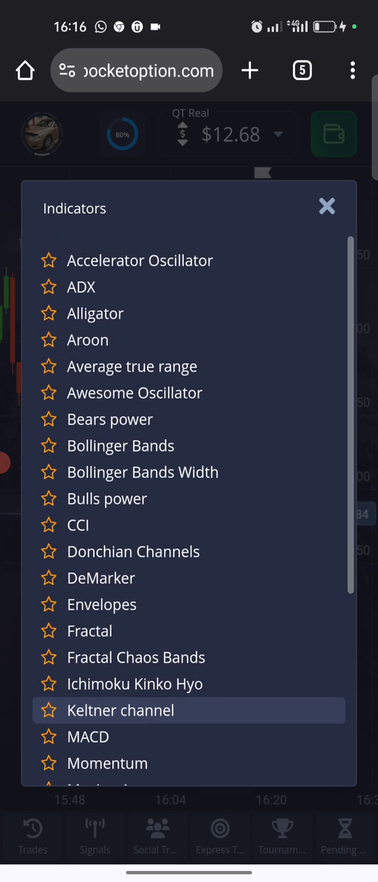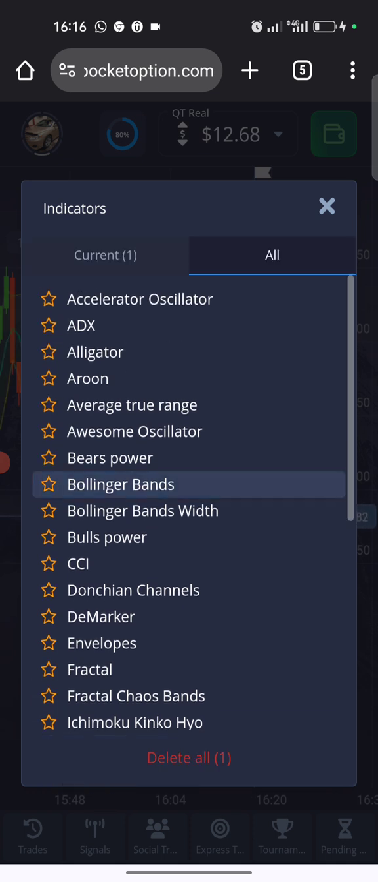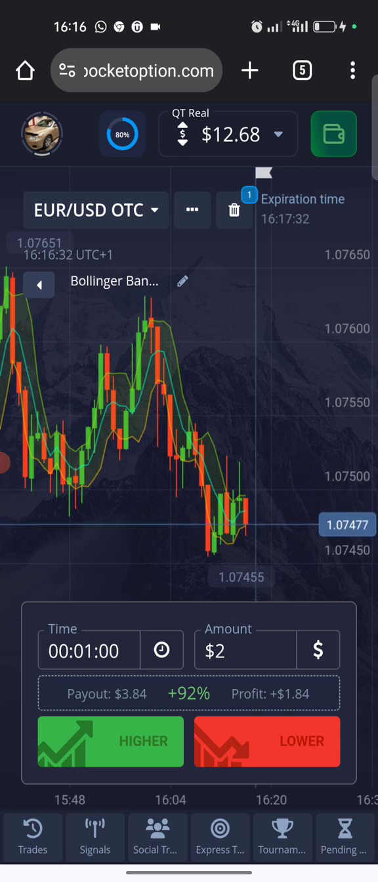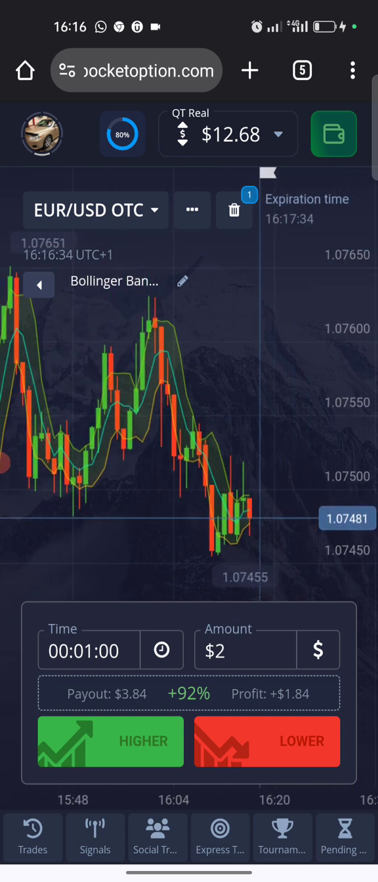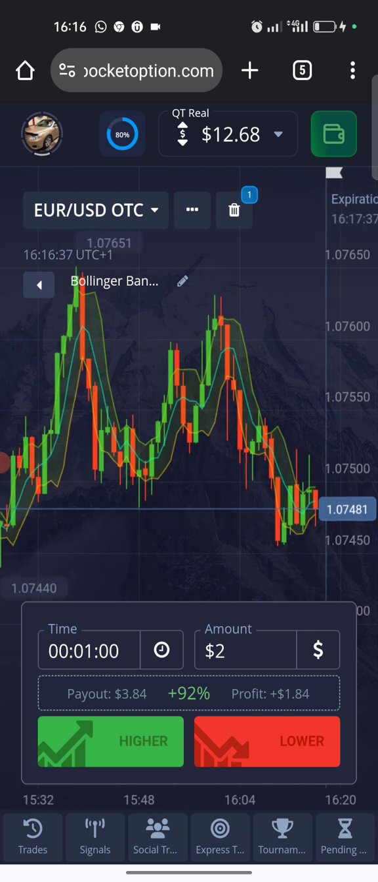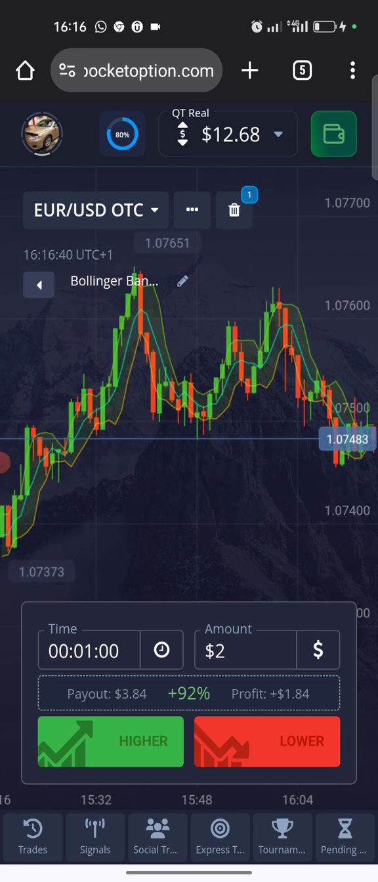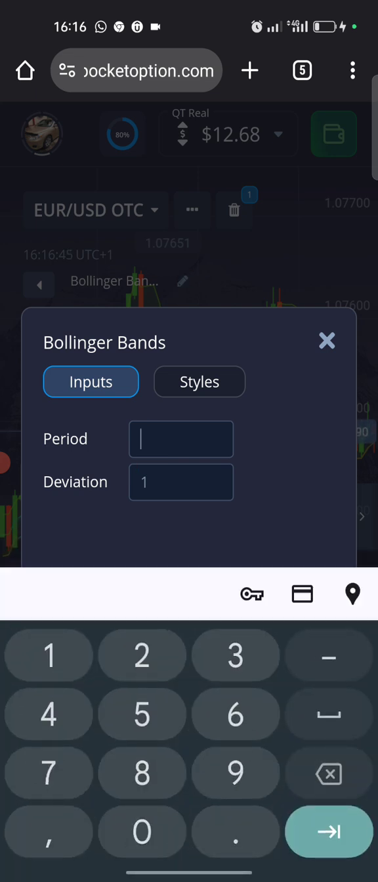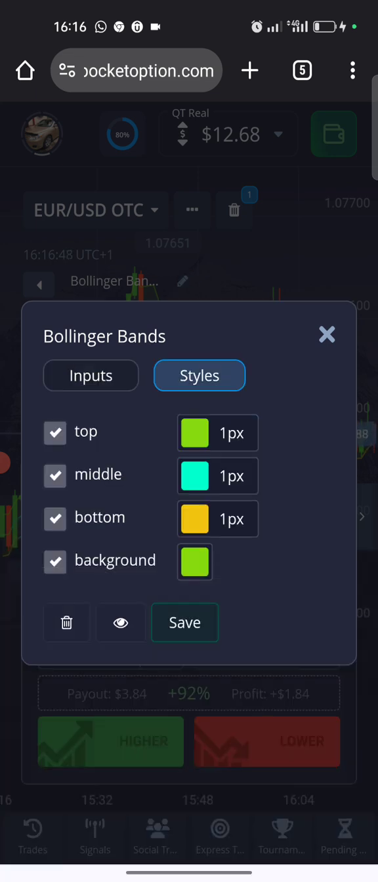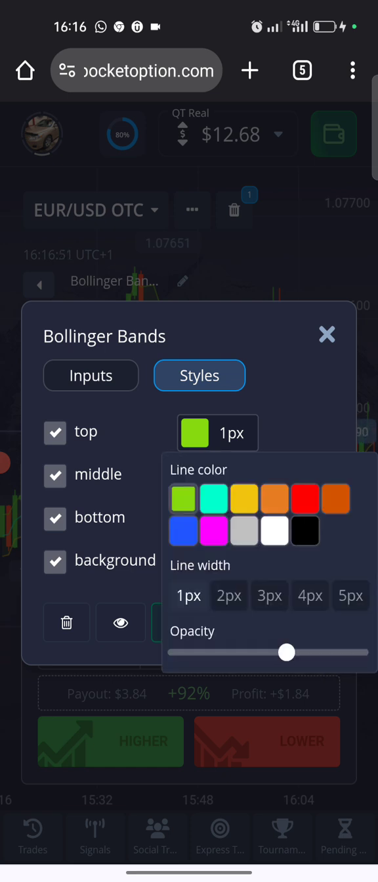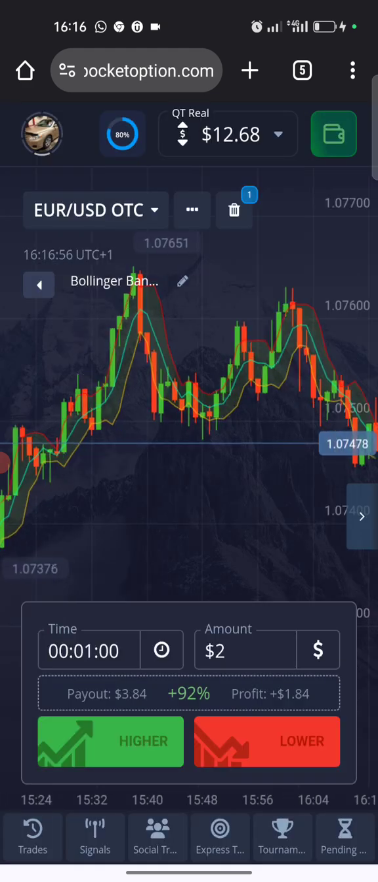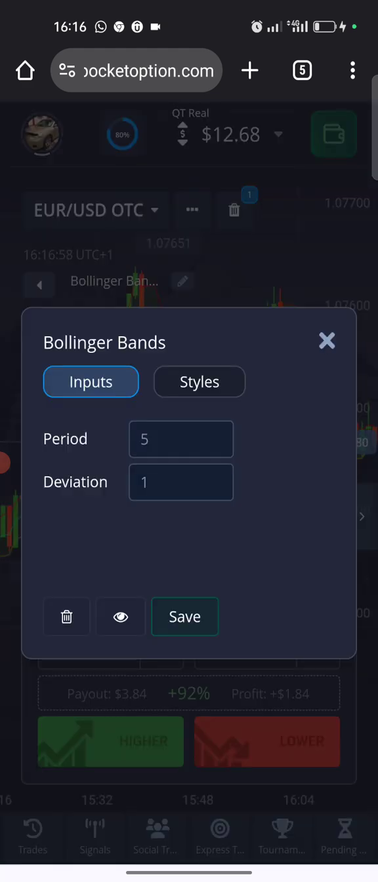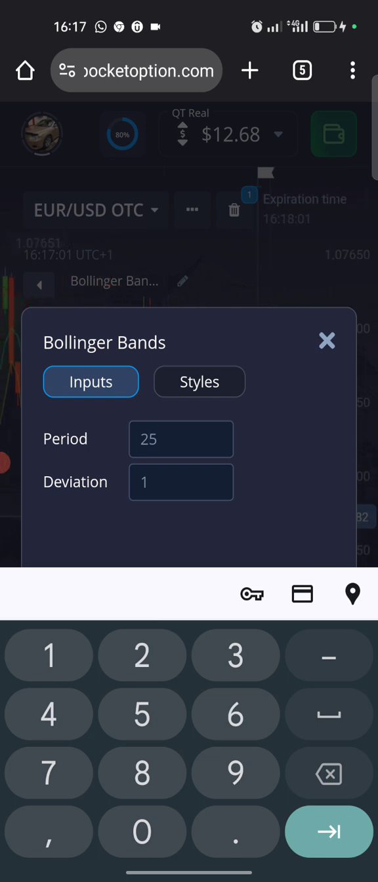Most especially we use the Bollinger Bands, okay? The Bollinger Band. So you don't have to do all of these things. The Bollinger Band is just to show, like I said, the direction of the market, whether the market is going in an uptrend or a downtrend, okay? So you can easily set the Bollinger Band. Maybe for the styles, you want to show the color of the buy, maybe green or red or whatever, you understand? Or you want the period to be, I usually use 20 or 25, most especially, okay?